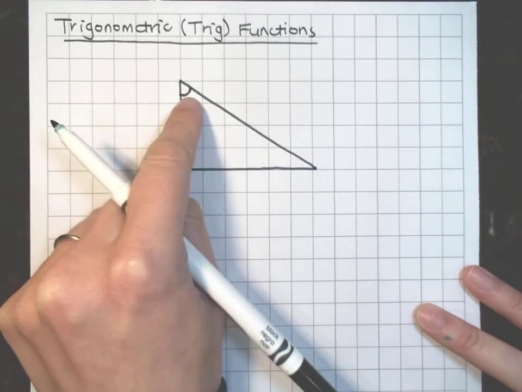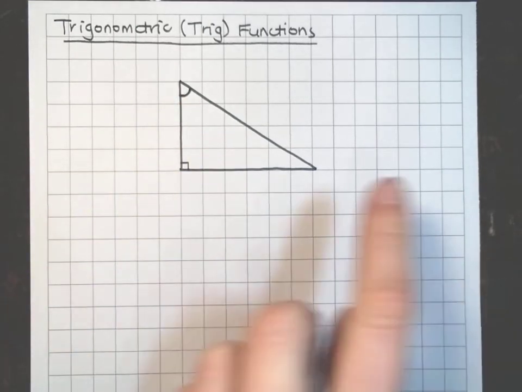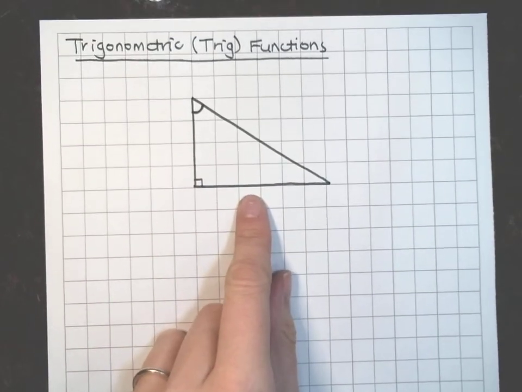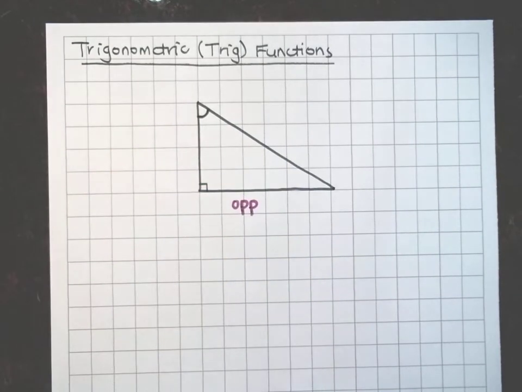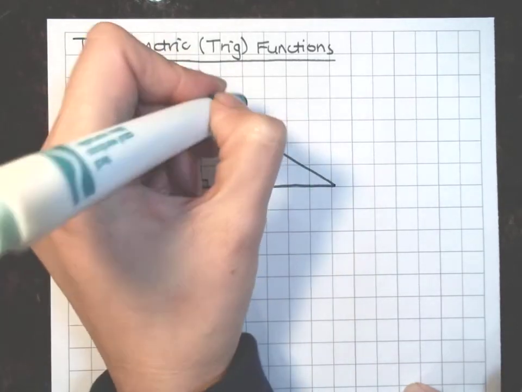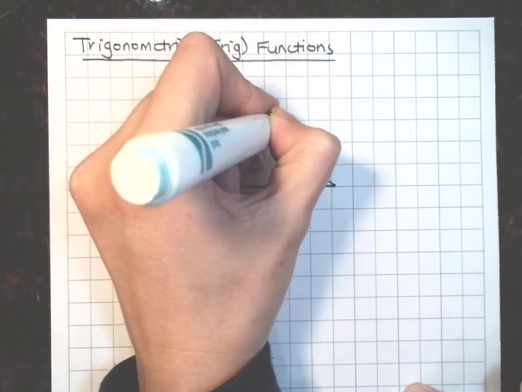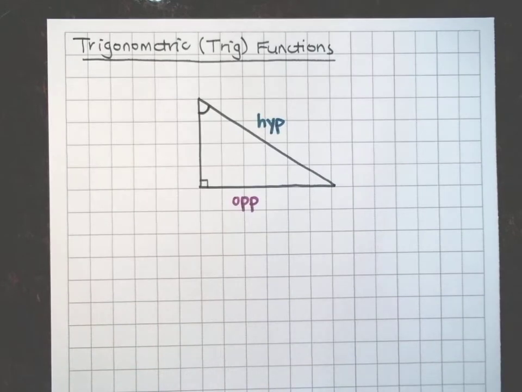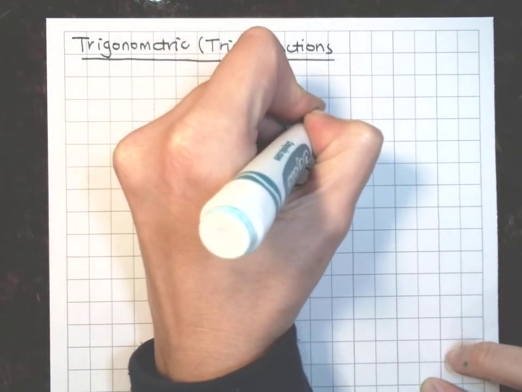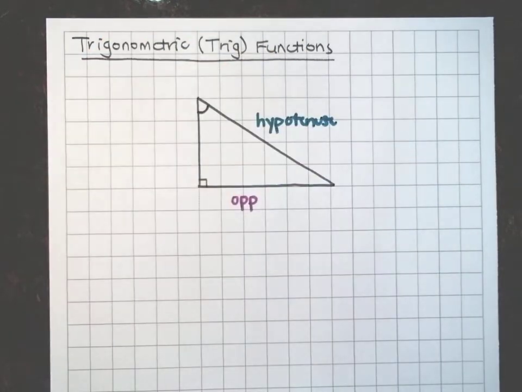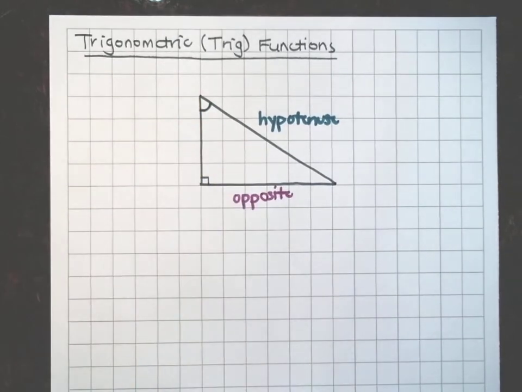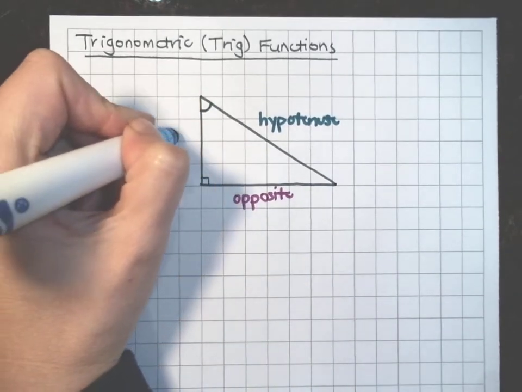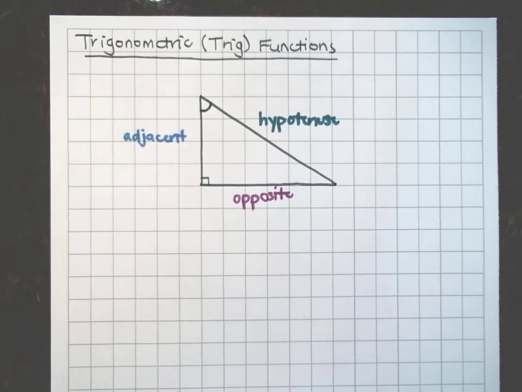So if we have this angle, the side opposite would be this side. This side across from our 90-degree angle would be the hypotenuse. Maybe I'll write out the whole thing. And our last side is the adjacent side, which you guys have perfected on your last assignment.